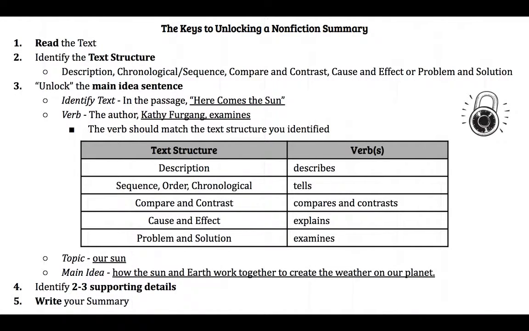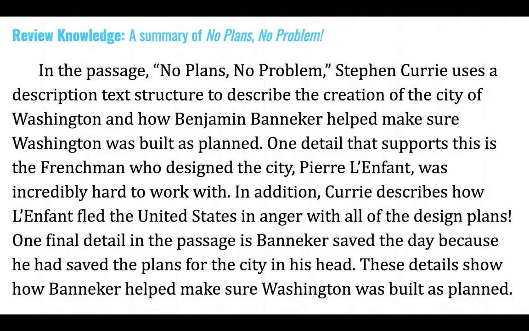Quick review of unlocking a nonfiction summary. This is a familiar anchor chart back from Unit 2 and from last week. You have this anchor chart available to you as a PDF, and of course you can freeze this screen. This is my summary of No Plans, No Problem, using that same structure from the previous screen. In the passage No Plans, No Problem, Stephen Curry uses a description text structure to describe the creation of the city of Washington and how Benjamin Banneker helped make sure Washington was built as planned.